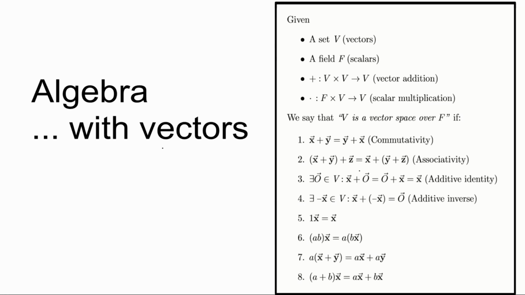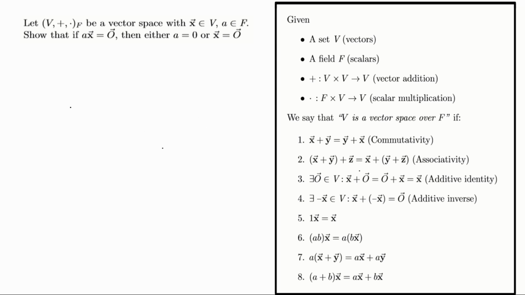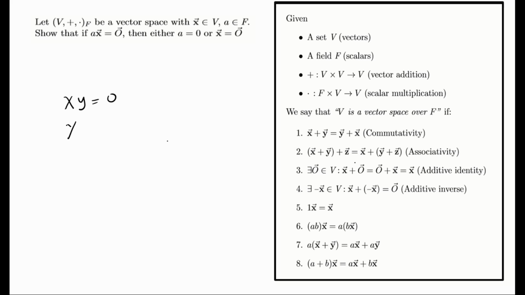So far, we've used the definition of a vector space to do some basic proofs about the zero vector and the negatives of vectors. Now, let's see some more examples of how algebra with vectors is just like normal algebra. A commonly used theorem in algebra is known as the zero factor theorem, which says that if the product of x and y is equal to 0, then either x equals 0 or y equals 0.